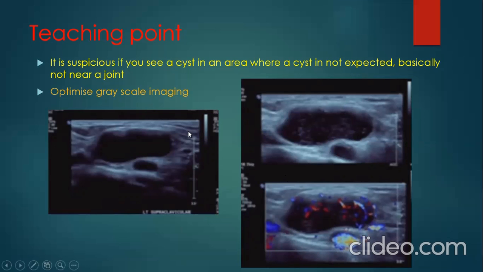If we did not optimize our grayscale imaging, and if we did not make use of our color Doppler, we might have mistaken this for a cyst. So always remember to optimize your grayscale imaging and turn on your color Doppler, especially if you see a cyst where you are not expecting to see one.